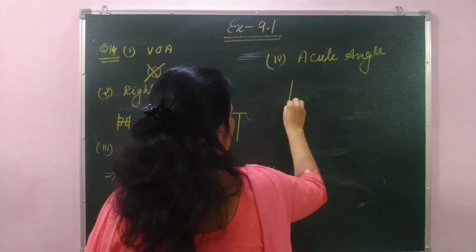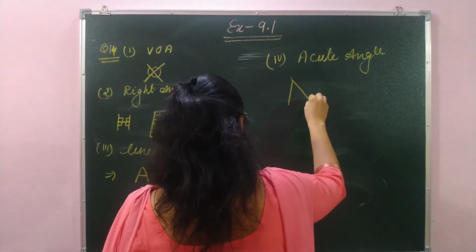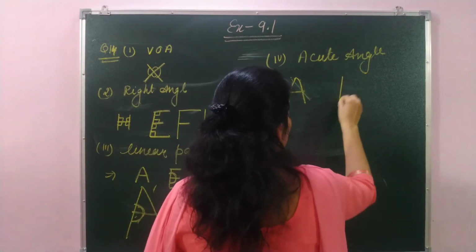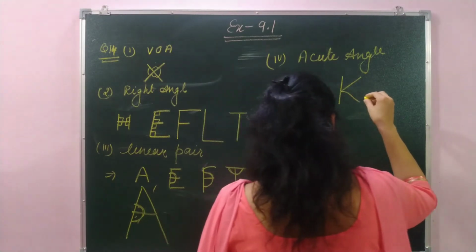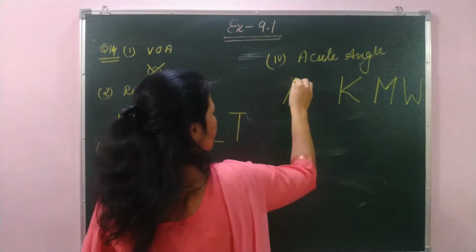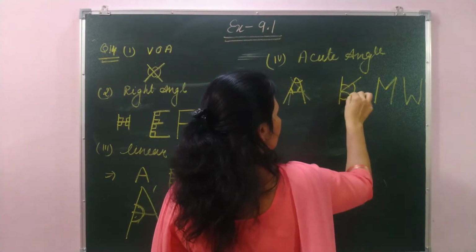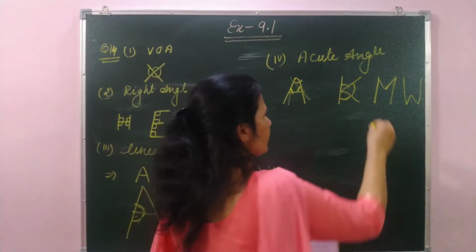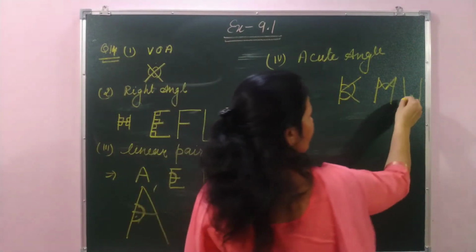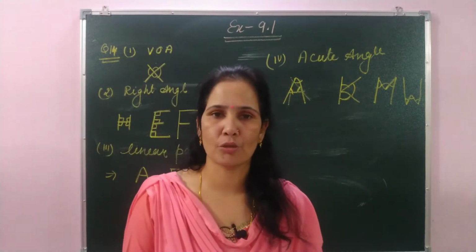The first one is N. Not N, sorry. A, K, M and W. How are these acute angles? See, first acute angle, second, third acute angle. Here, first, second, third. Three acute angles they are showing. Here, the first acute angle, second acute angle and third acute angle. Then after the fourth one, first, second and third. These English alphabet letters show the acute angle.